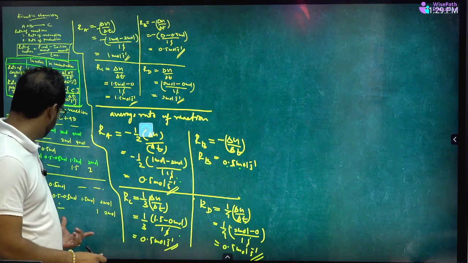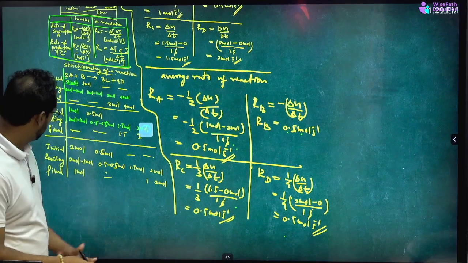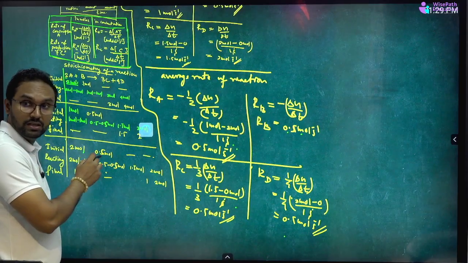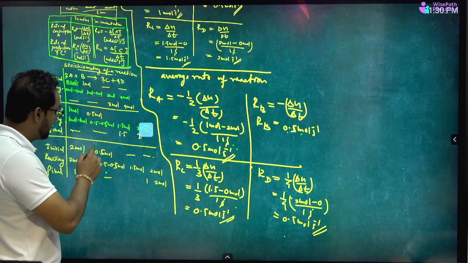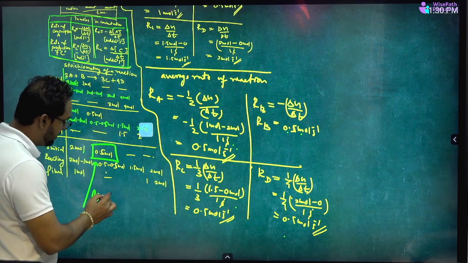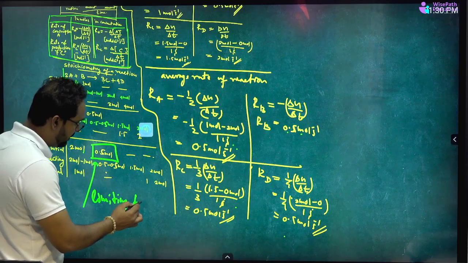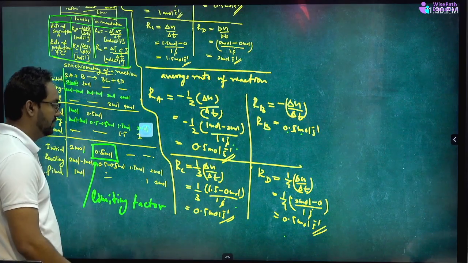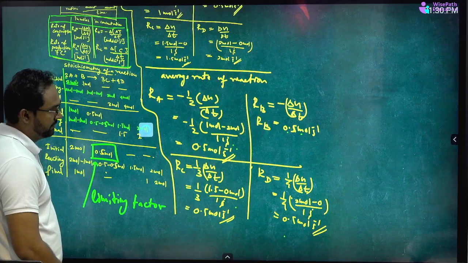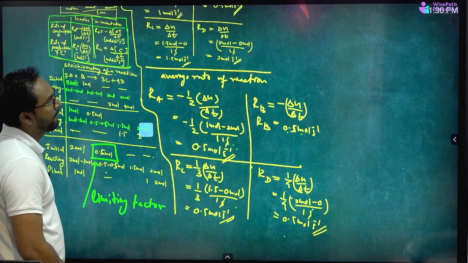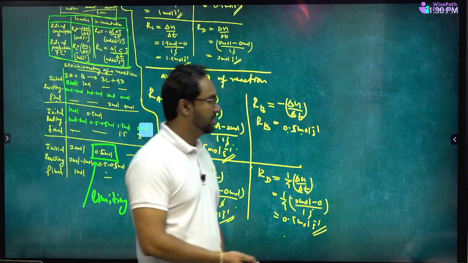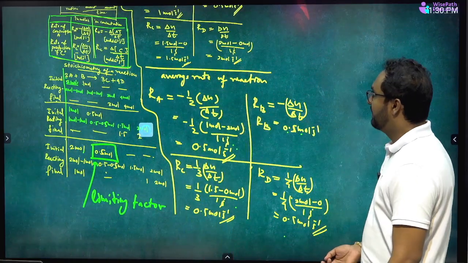And did you understand the limiting factor? Here this becomes what? This becomes limiting factor. Shall we label it there? This is the limiting factor. The limiting factor. Very important. Right? So in average rate of reaction, what do we do?